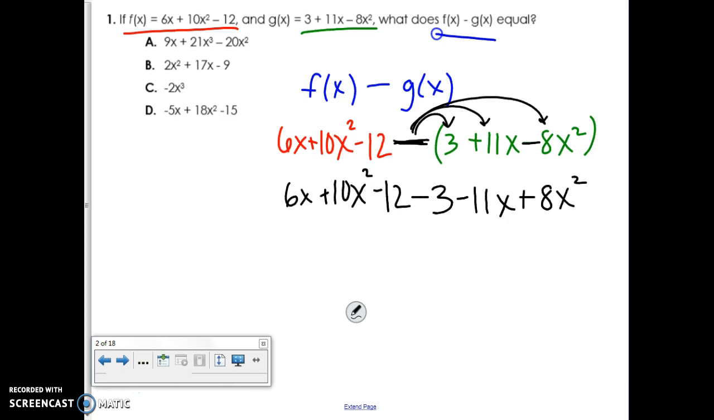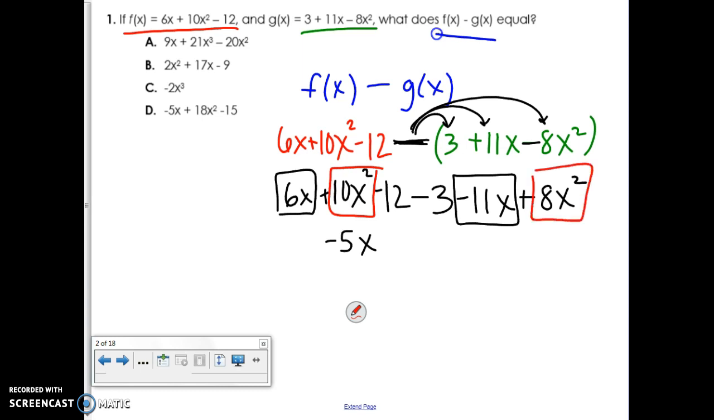Okay, so from here, all we have to do is combine like terms. So remember, like terms are the same variable, same exponent. So we've got 6x and negative 11x. So 6x minus 11x would be negative 5x. Awesome. Let's see what else. We've got 10x squared and 8x squared. So 10x squared plus 8x squared would be plus 18x squared. And the last one, we've got negative 12 and negative 3, which if we subtracted those, we get negative 15.